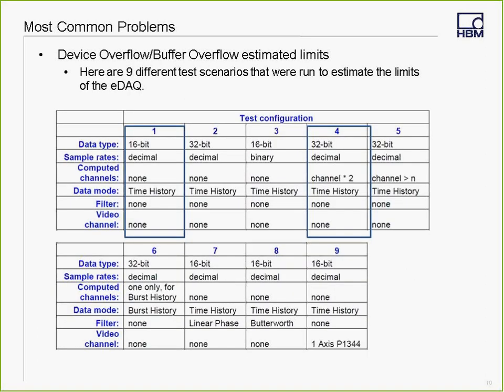As an example, here are 9 different test scenarios we use to test maximum channel count capabilities. For a quick example, please note the differences between test 1 and test 4 here. We use different data types, and in test 4 we used computed channels, whereas in test 1 we did not.